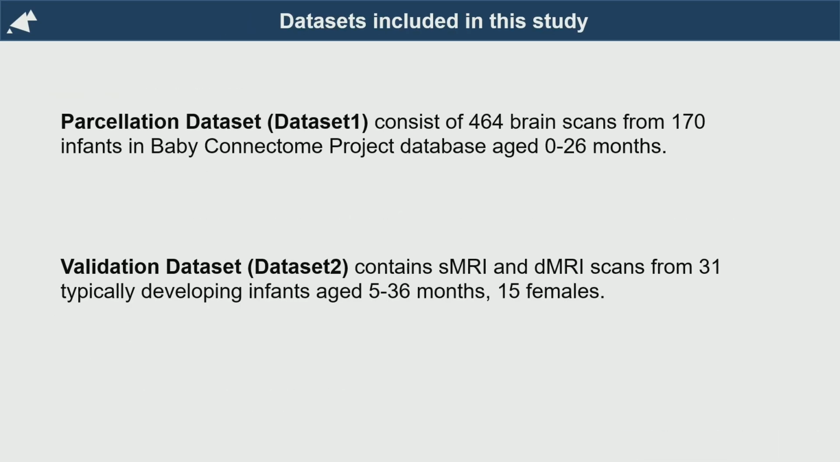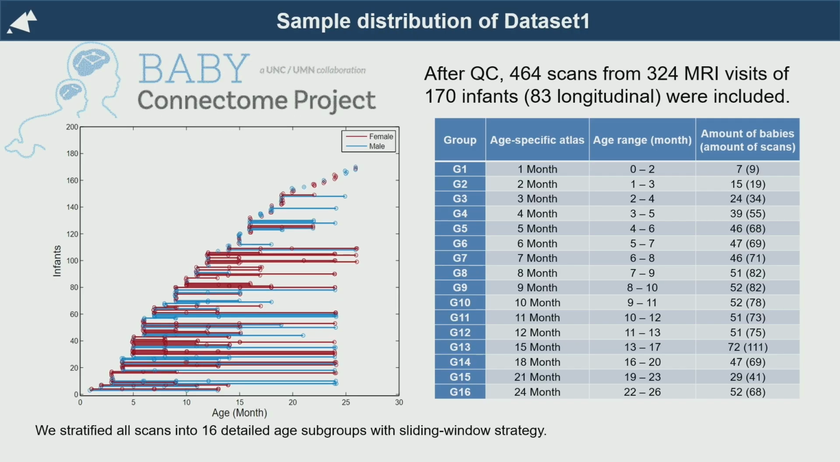Here is the dataset information. We include 2 independent datasets in this study. The first one is the parcellation dataset, which consists of brain images from the Baby Connectome Project. After quality control, 464 scans from 170 infants were included. We stratified all scans into 16 detailed age subgroups with a sliding window strategy. Here are the sample distributions across the 16 age subgroups.